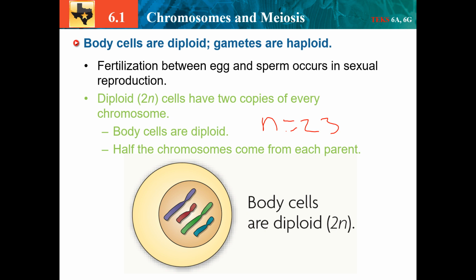Meaning that whenever you have the fertilization of an egg and a sperm during sexual reproduction, you form the body cells that are diploid, where they have 2 copies. So one N comes from mom, and the other N, to make the 2N, comes from dad. Half from mom, half from dad. Again, you call that diploid, or 2N. Whereas the gametes are haploid. So haploid is referring to just a single N.